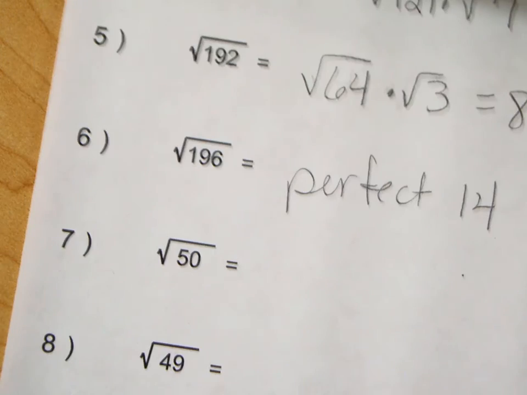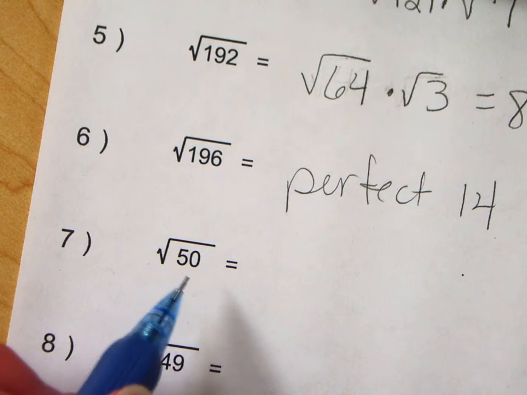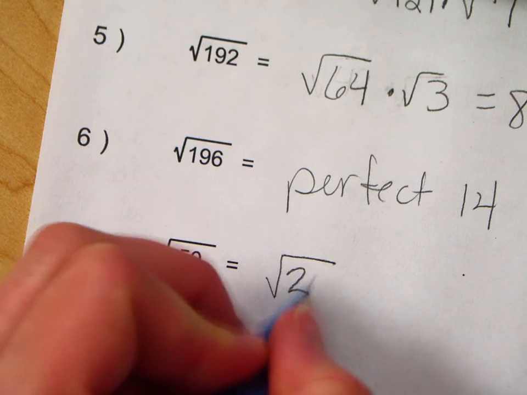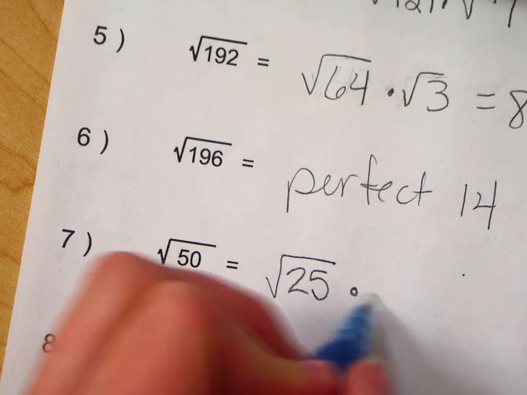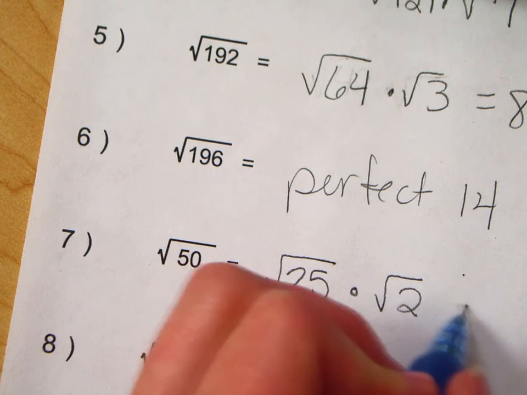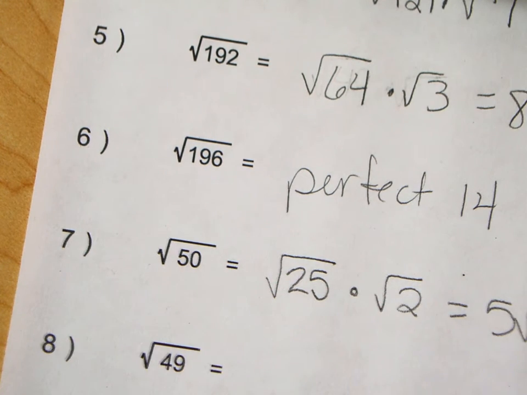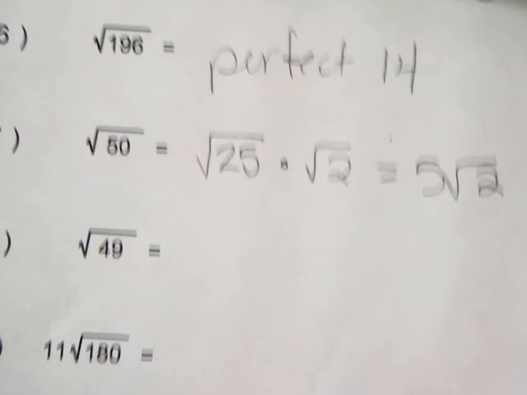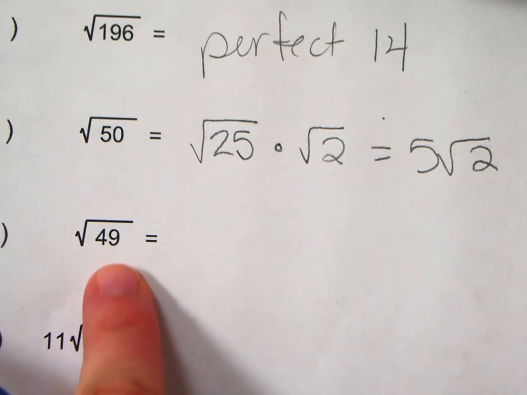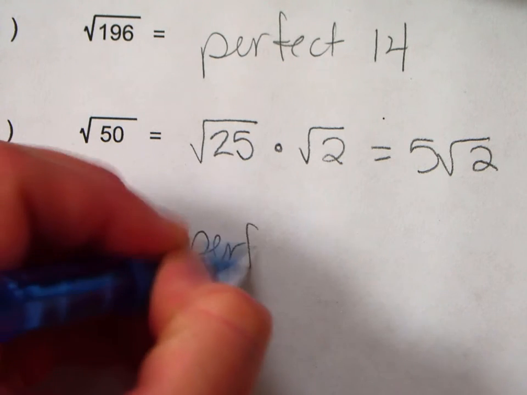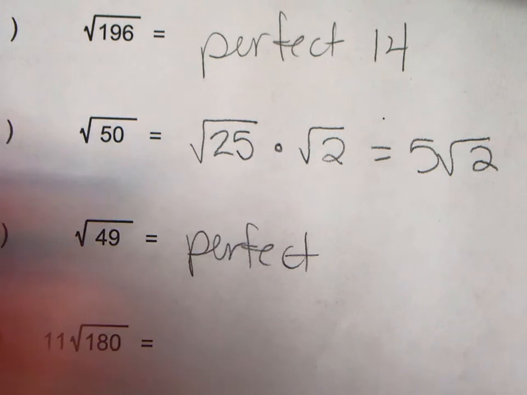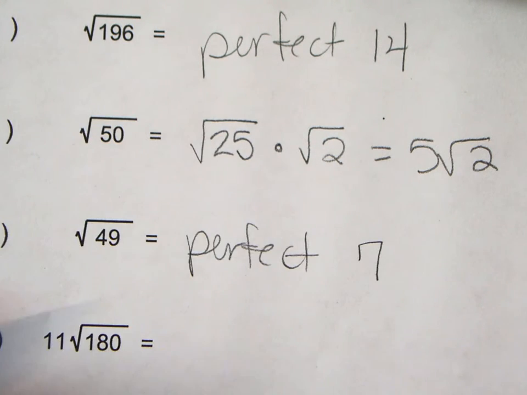Okay, number 7. The square root of 50 is not perfect, so you go to your list. You will eventually figure out that it's 25 times 2, and the square root of 25 is 5, square root of 2 left behind it. 49 is on your list. It's perfect. Because it's perfect, we just write the answer, which is 7.